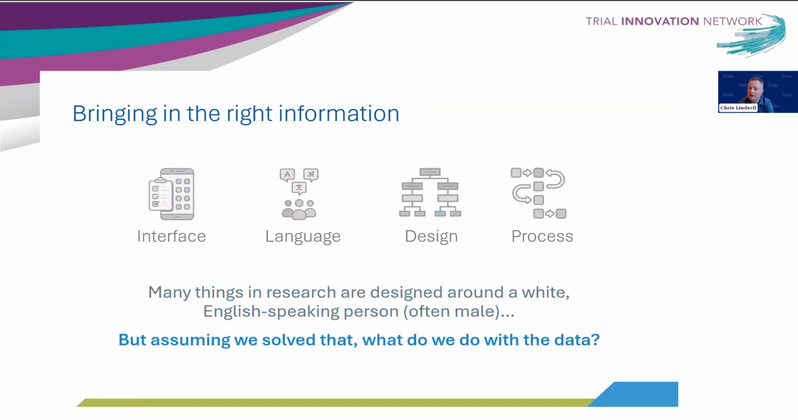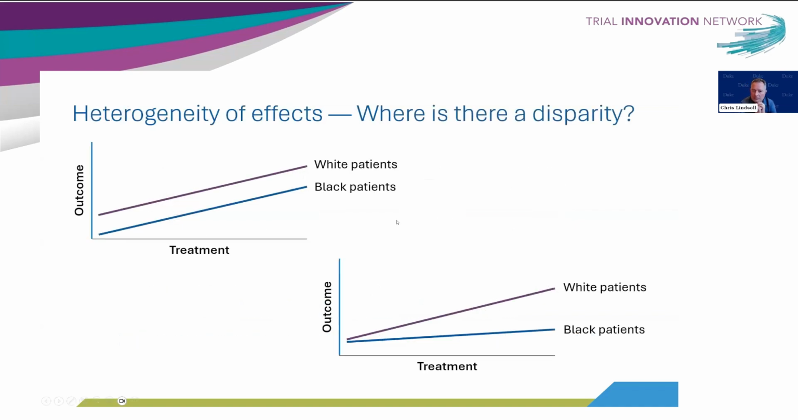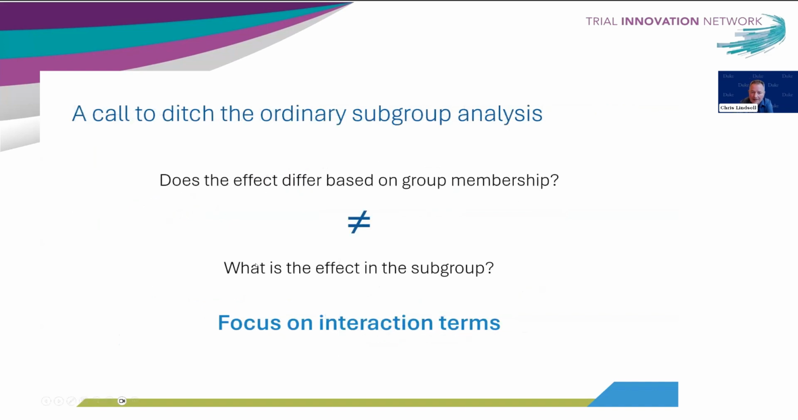So let's assume we've solved all of that. Now, what do we do with the data? So in these two cartoons, which one is there a disparity? For which one of these two is there actually a diversity challenge or issue that we really need to incorporate into our design and into our subsequent analytic plan? Does the effect differ based on group membership? Is a different question. It is not equal to the question, what is the effect in the subgroup?